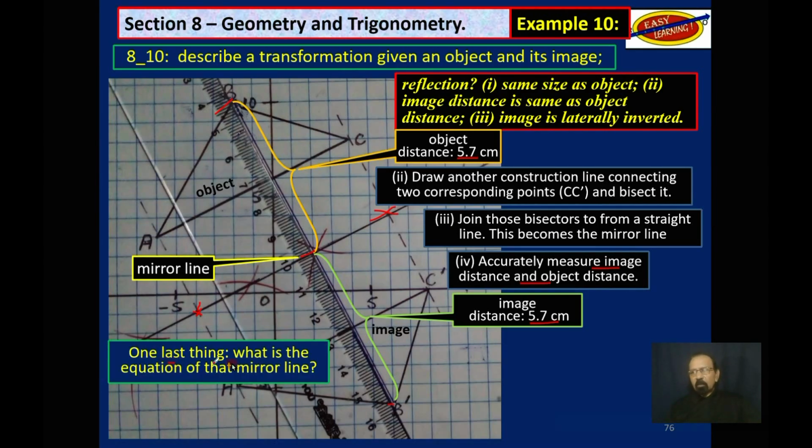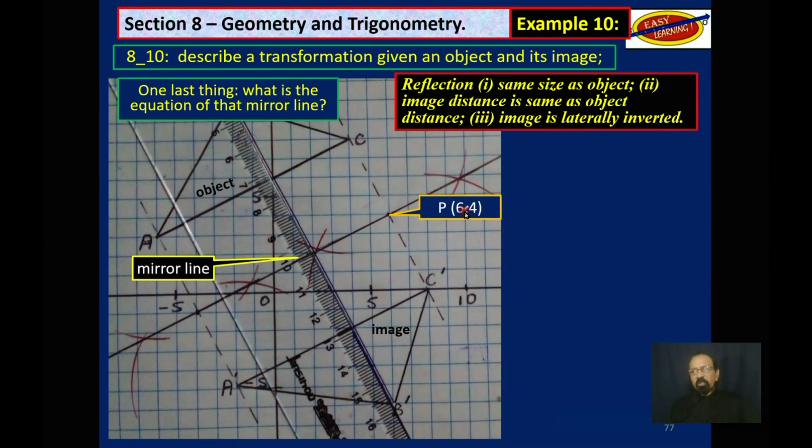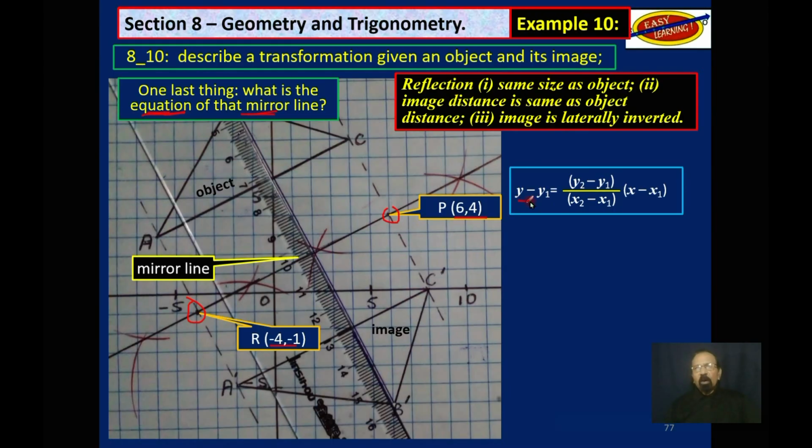One last thing. What is the equation of that mirror line? We can take 2 points. This is not as easy as the previous one that we did for reflection. We take 2 points, P (6, 4), which is here, and the point over here, which is R (-4, -1). If we have 2 points on a straight line, we have a formula to find its equation. The formula is this. Y minus Y1 is equal to M, that's the gradient, times X minus X1.